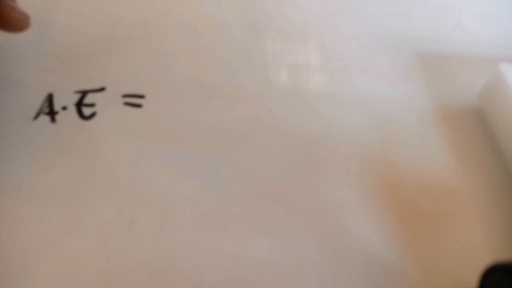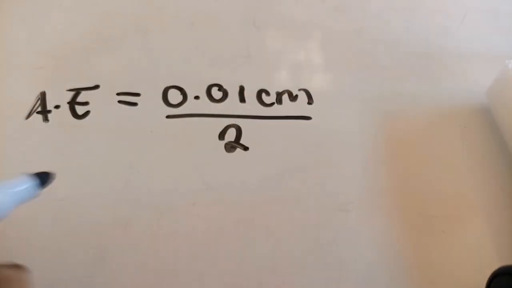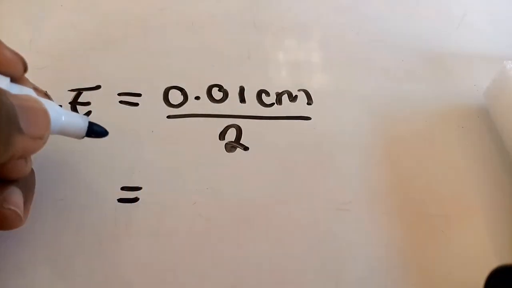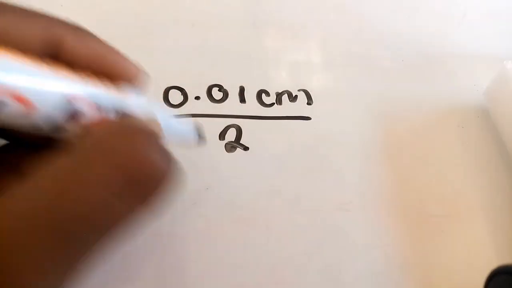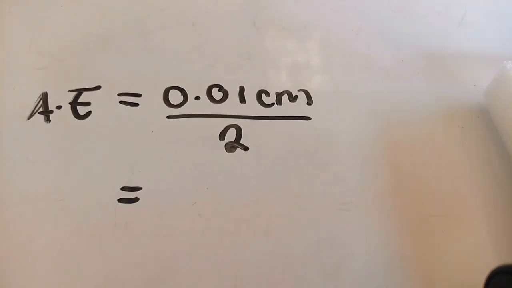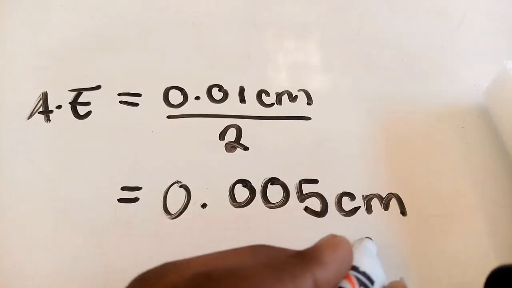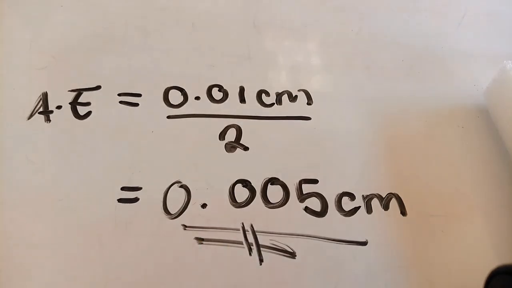Now the next question is the absolute error. So the absolute error, we said it to be the least units of measurements divided by 2. Our least units of measurements was 0.01 centimeters. So since we only had one single measurement, we use this method. So it will be 0.01 centimeters divided by 2, which would give us 0.005 centimeters. That is the absolute error of the diameter of that ball.